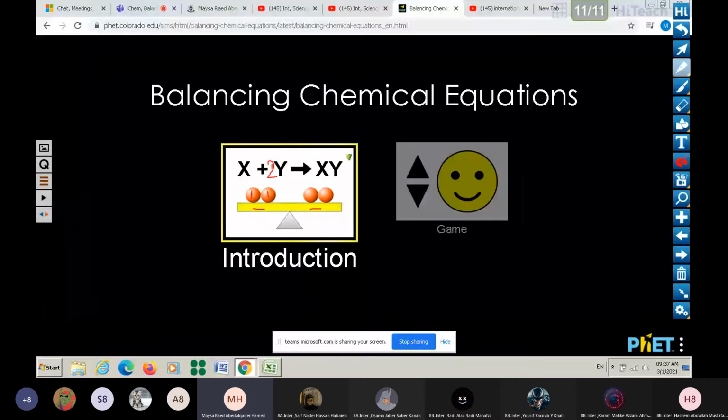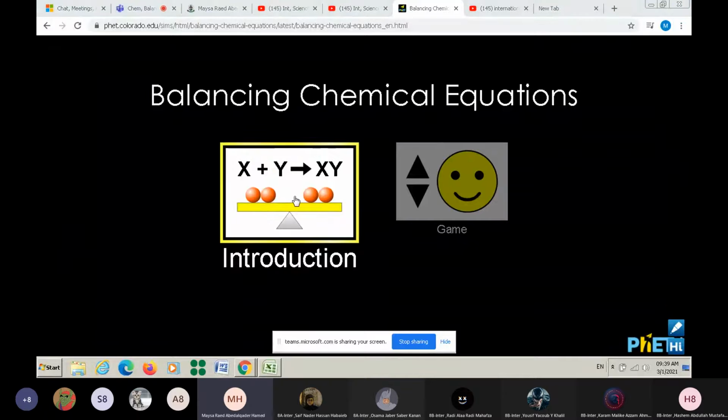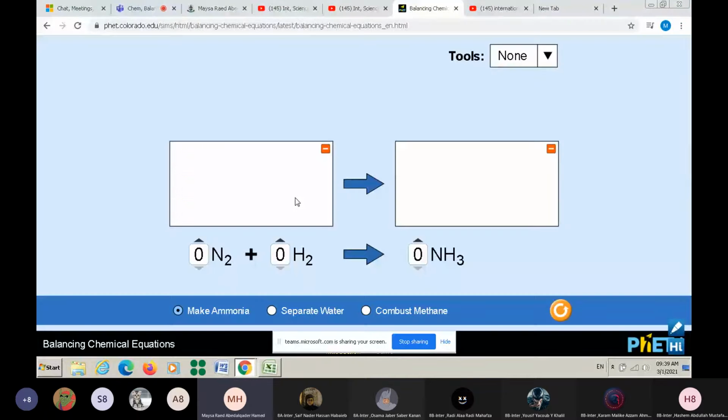Now we're going to learn the steps to balance chemical equations. If you don't memorize the steps and you don't follow them, you will find it hard. If you don't know how to write the chemical formula, you're going to find it very hard. That's why I told you to make sure that you understand how to write the chemical formula. Okay, Saif?